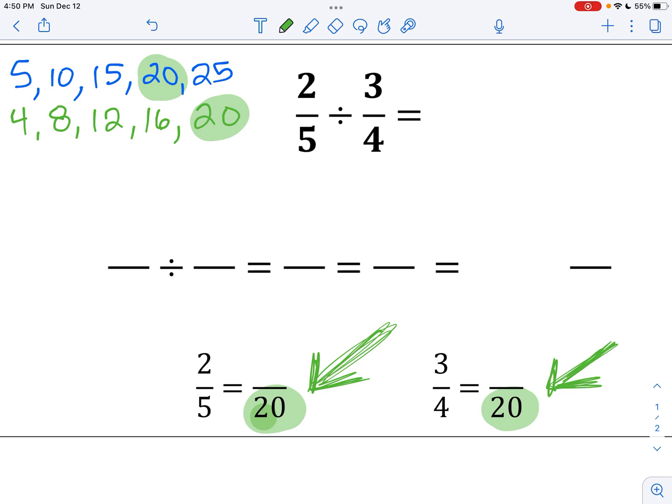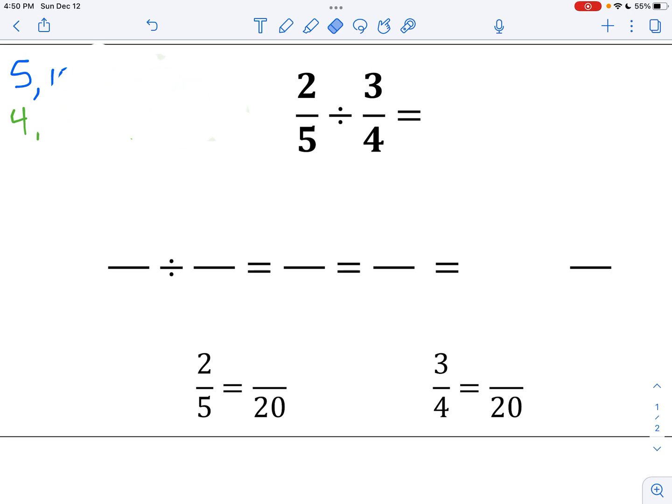So I gave you a little bit of help there, right? But that's how I got it. I skipped counted by 5. I skipped counted by 4. The first number that was in both lists is the number you use for the denominator. That's called the least common multiple.